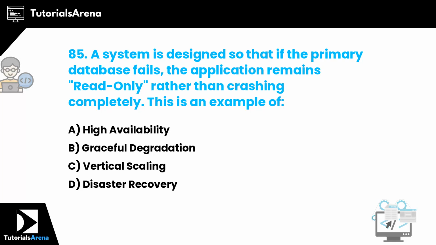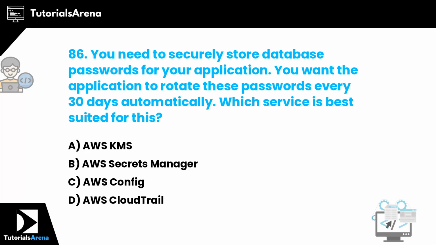85. A system is designed so that if the primary database fails, the application remains read-only rather than crashing completely. This is an example of. Answer is B, graceful degradation. 86. You need to securely store database passwords for your application. You want the application to rotate these passwords every 30 days automatically. Which service is best suited for this? Answer is B, AWS Secrets Manager.